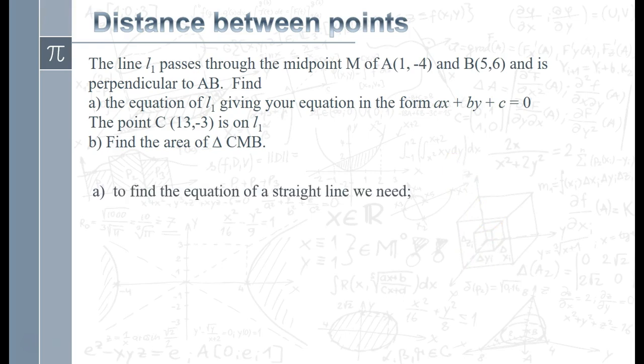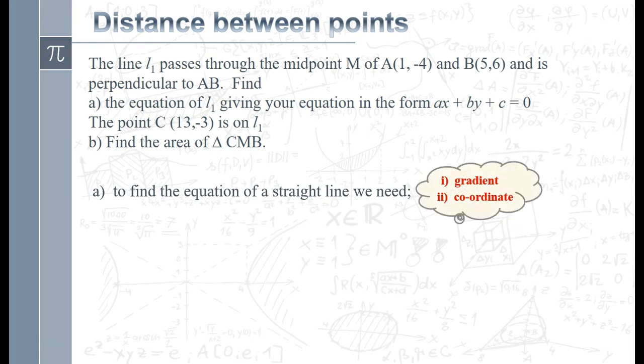The first thing we're being asked to do is find the equation of a line. So we need the equation of L1. That's the bit up here. What we've got to do is find the key information we need for that, and so we need to find firstly a gradient and secondly a particular coordinate.